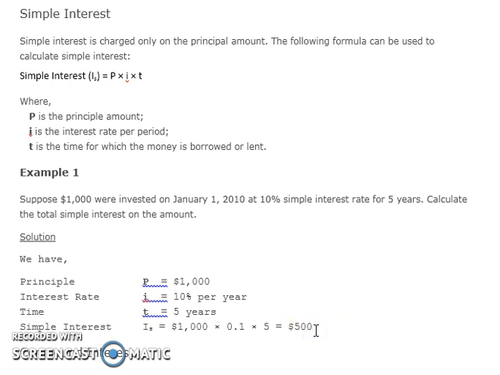Now if we want to calculate the total amount at the end of the period, the amount equals P plus I, which means $1,000 plus 500, which equals $1,500. Now the total amount grows from $1,000 to $1,500. It means you invested $1,000 as principal, and this amount is now equal to principal plus interest, which is $1,500.